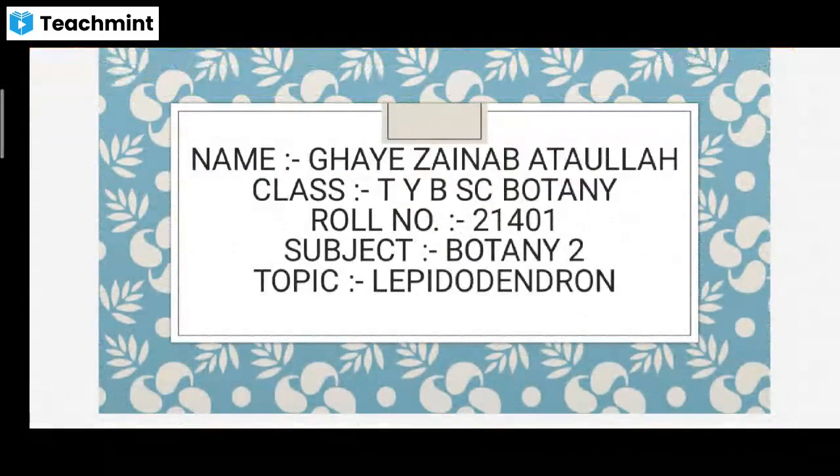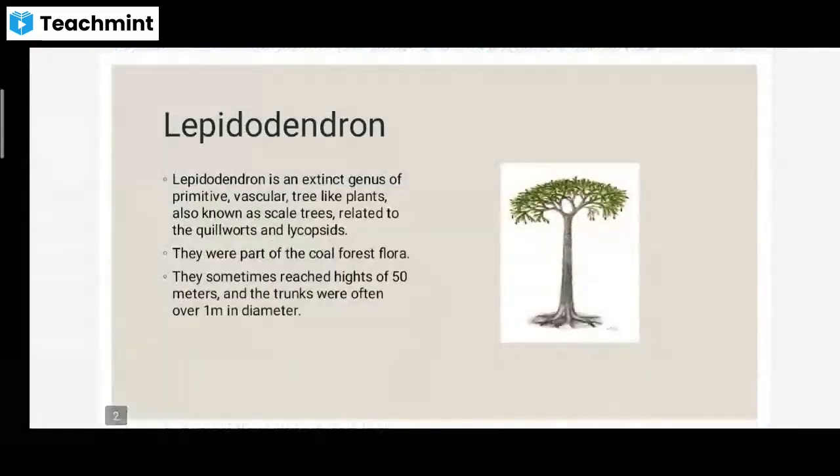Good afternoon. Lepidodendron is an extinct genus of primitive vascular tree-like plants, also known as scale trees, which are related to quillworts and lycopsids. They were part of the coal forest flora. Lepidodendron reached a height of 50 meters and the trunks were often over 1 meter in diameter.